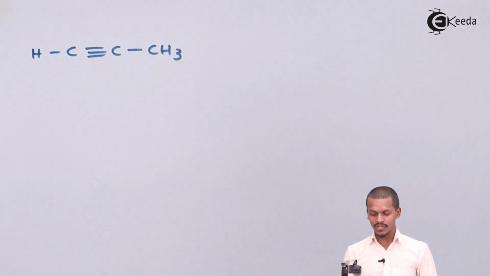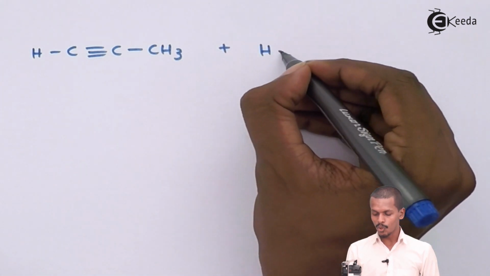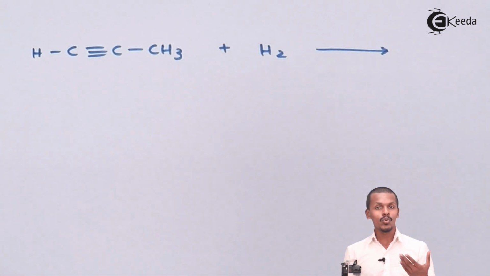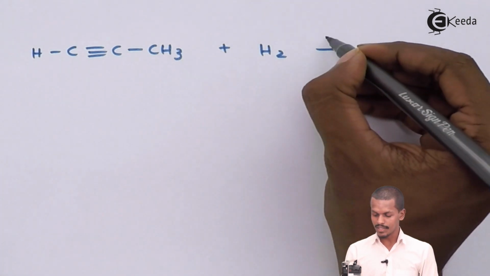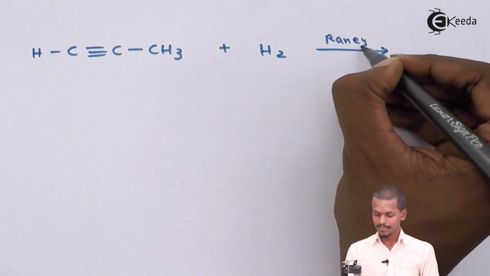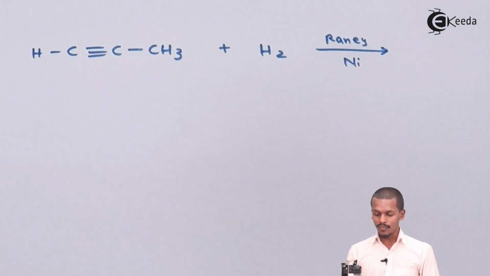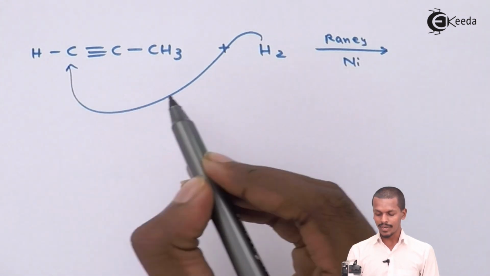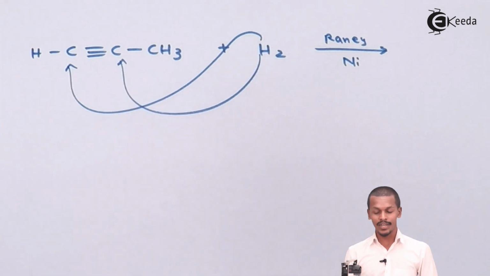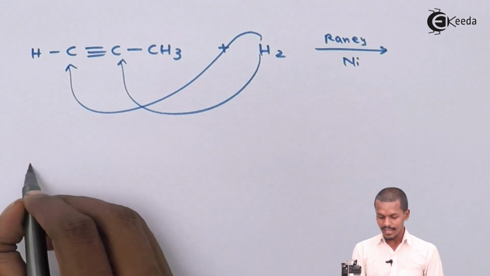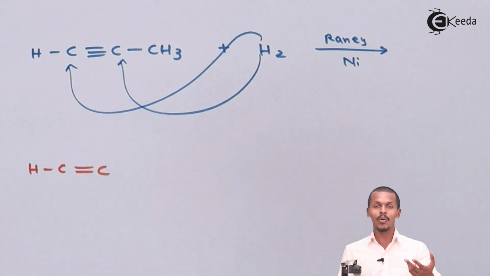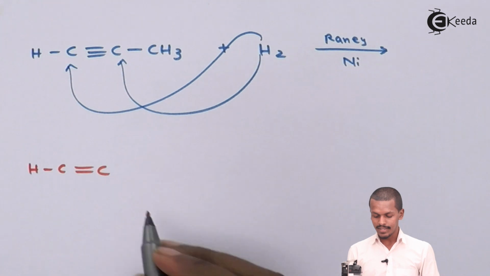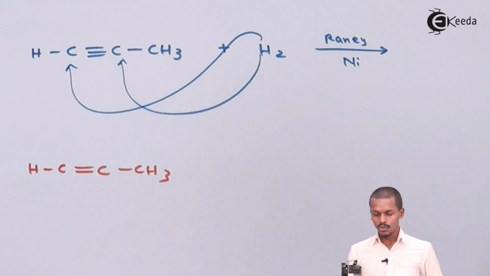So this is what we have mentioned over here, and we have to do the hydrogenation process. Suppose we have introduced a hydrogen molecule in the presence of a Raney catalyst, or Raney nickel. In this process, one hydrogen will go onto one carbon atom, while the other hydrogen will go onto the other carbon atom, forming the product with a double bond, because this is a hydrogenation process in which the triple bond is converted into a double bond, and we have got two hydrogens over here.